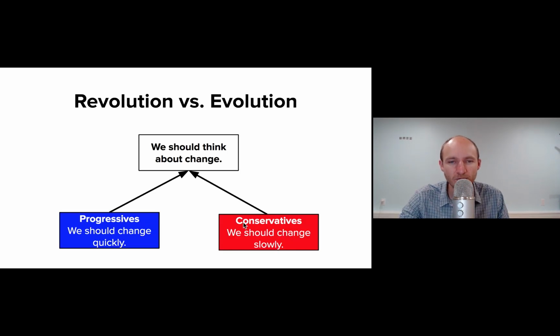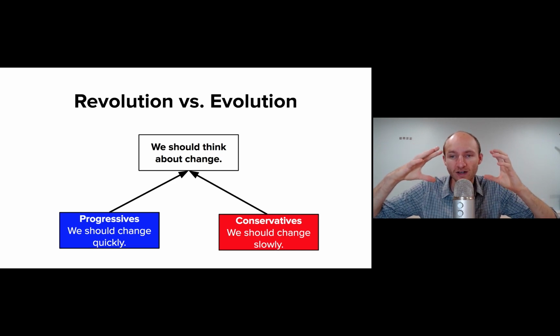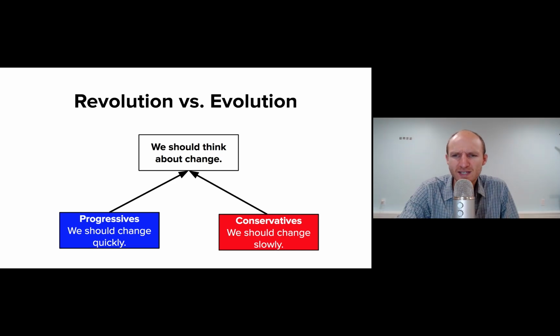I gave the example earlier of progressives versus conservatives. And it's like, wait a second, the progressives are saying we should change quickly. The conservatives are saying we should change slowly. They believe totally different things. Well, actually, they have the shared outcome, which is, we should think about change, how fast and how slow it is. And that's cool that you have that shared outcome and that shared interest in this.